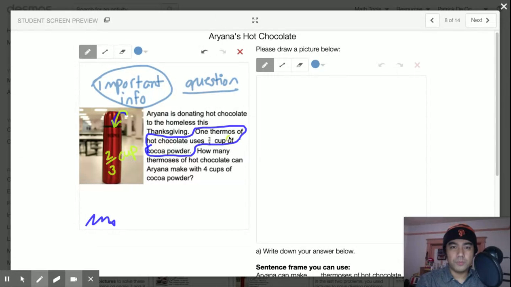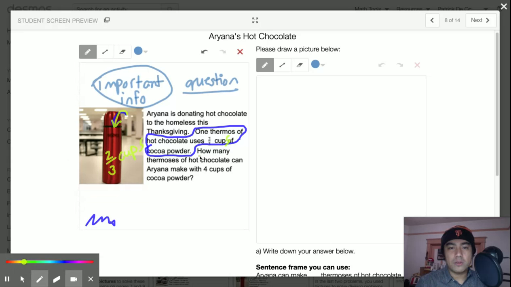I think this should be an S here, actually. 2/3 cups of cocoa powder. So every thermos has 2/3 cups. See another thermos? It should have 2/3 cups. Ariana grabs another thermos. It should have 2/3 cups.